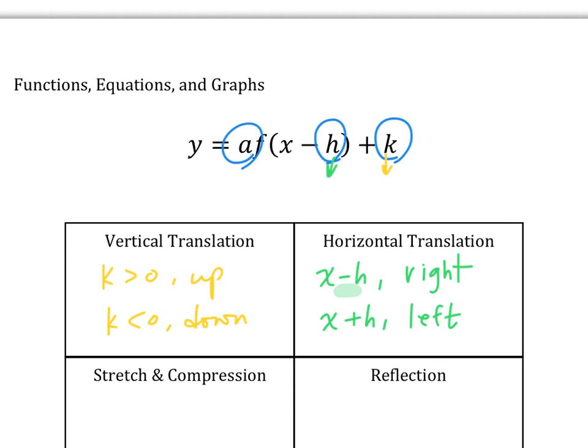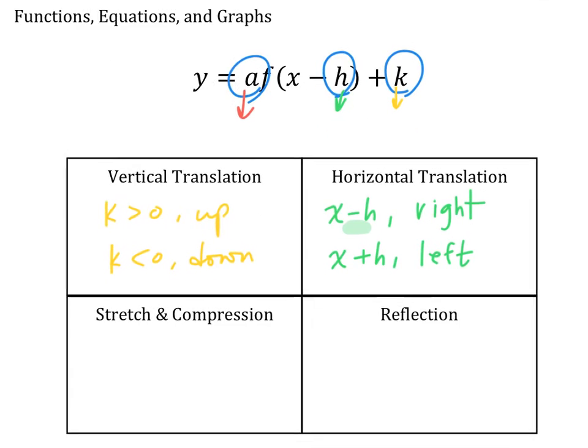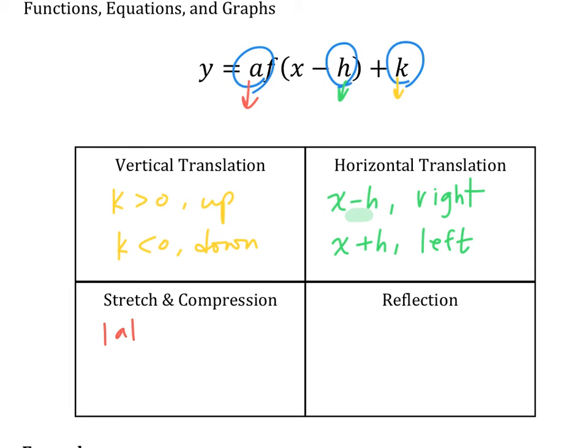And then a has 2 functions. When the absolute value of a is greater than 1, it's going to stretch. So it's going to pull this function like a rubber band in the vertical direction, making it longer that way. And if it's between 0 and 1, then we say it's compressed. It's kind of like someone pushing it down and squishing it down so that it's flatter.